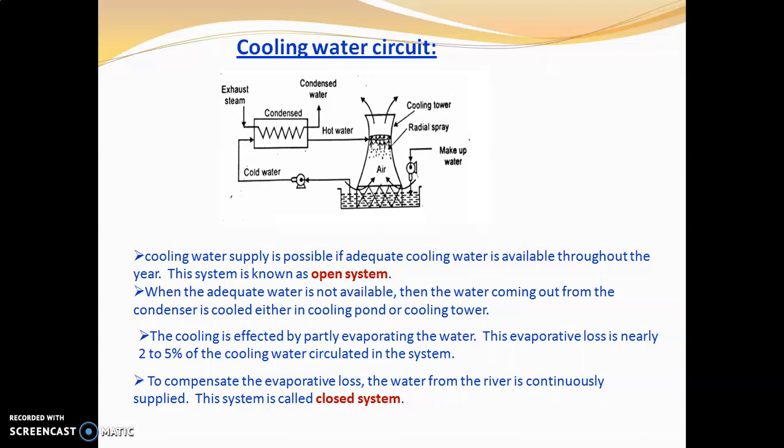In the cooling tower, the water is sprayed in the form of droplets through nozzles. The atmospheric air enters the cooling tower from the openings provided at the bottom of the tower. This air removes the heat from the water. The cooled water is collected in the pond called the cooling pond. The cooling water is again circulated through the condenser and cooling tower, and thus the cycle is repeated again. This is the function of the cooling water circuit.